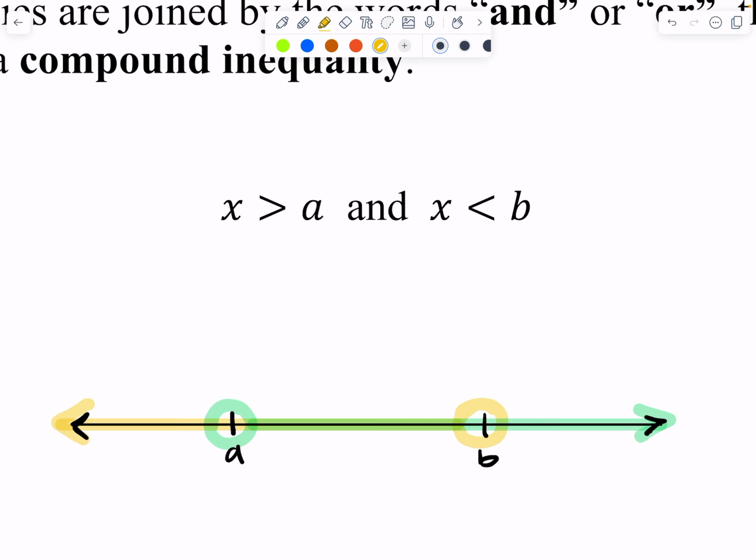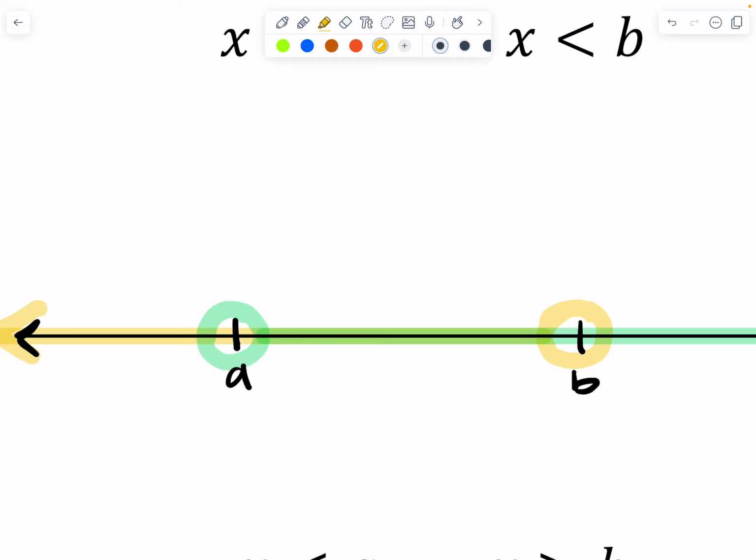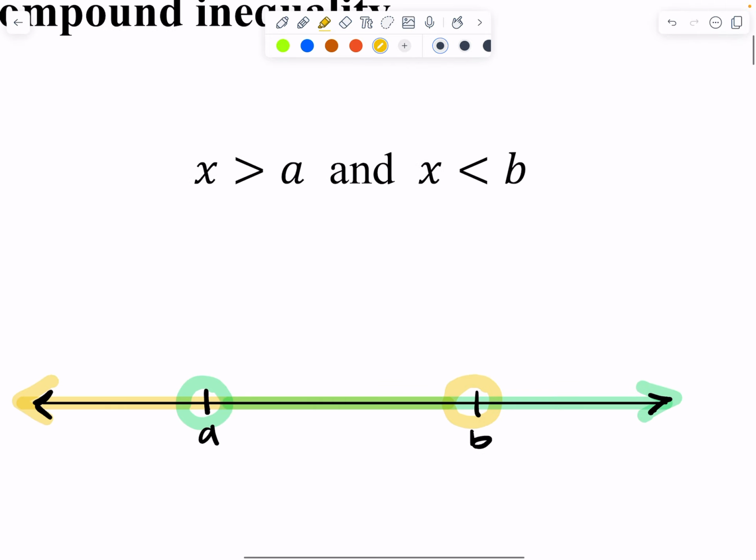So the "and" means we're looking for the intersection of those two intervals, the intersection of x greater than a and x less than b, or where they would overlap. Looking at this number line, we can see where the green and the yellow overlap is the intersection of those two intervals, which does not include the endpoints in this case.